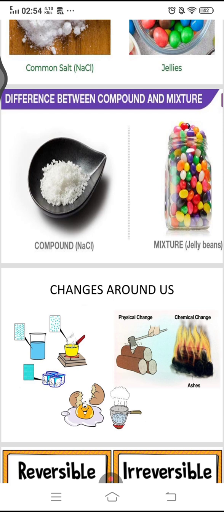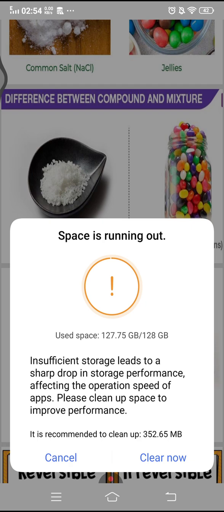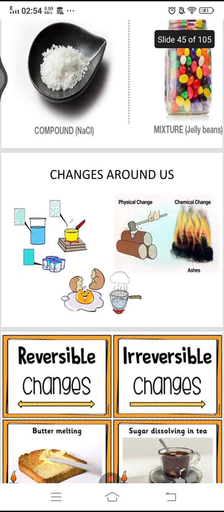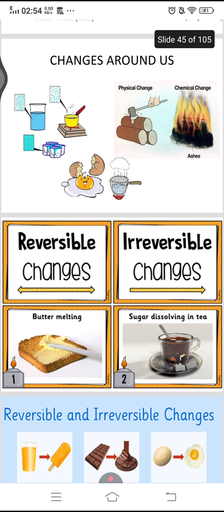For example, we have water. We take water that is in liquid state, we boil it, it changes into gas. We take the gas and we condense it, we lower the temperature, and it changes into a liquid state again. Or sometimes we take this gas and change it into solid state. Remember that some of the changes are reversible changes.